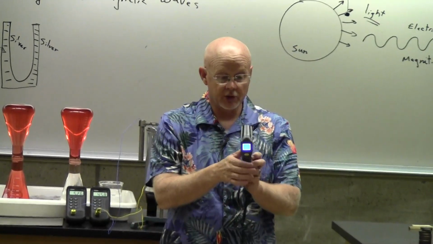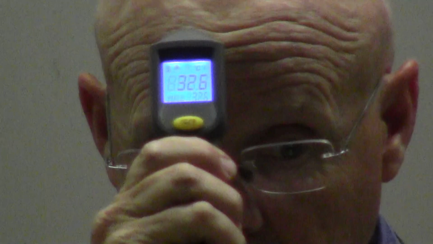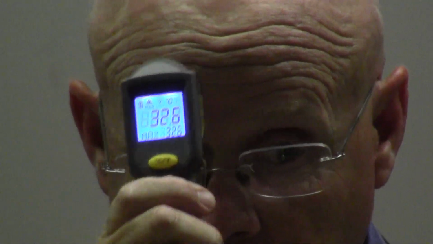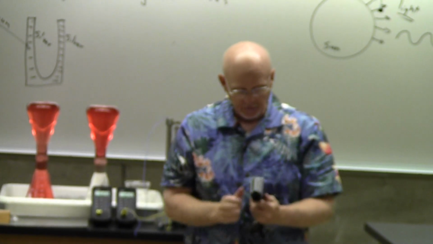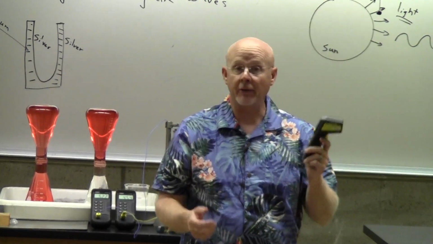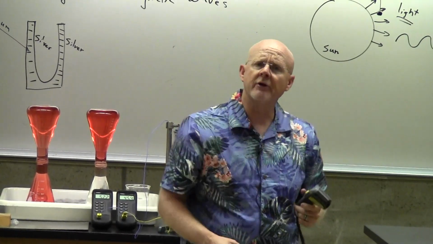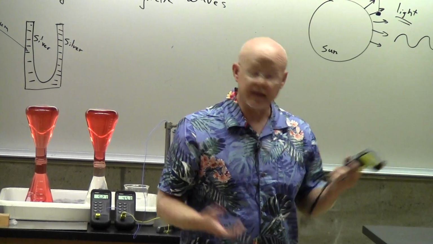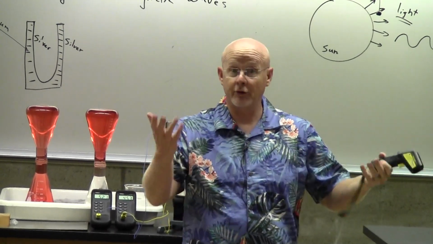32.6, which is a little bit low for a forehead. Remember, your internal body temperature is 37. And so your skin temperature, your forehead's a little bit lower than this. So I'm at about 33. Usually I record about a 35. So I guess that's a good sign. I don't have a fever. I guess I don't have coronavirus yet.